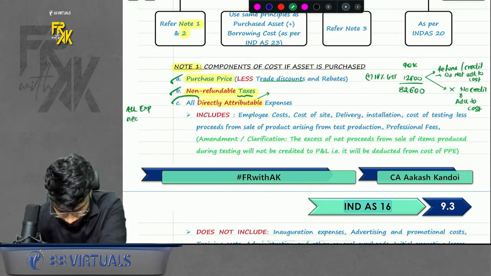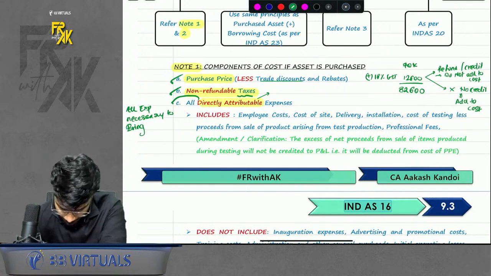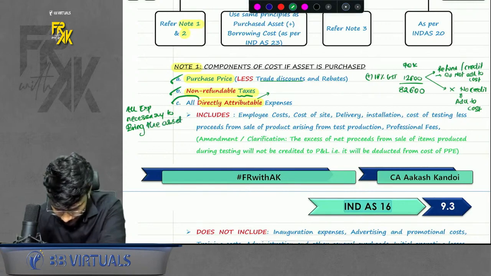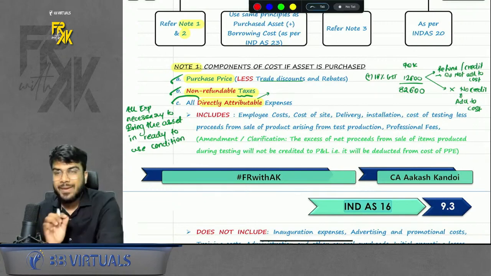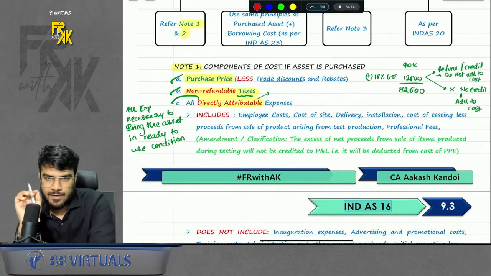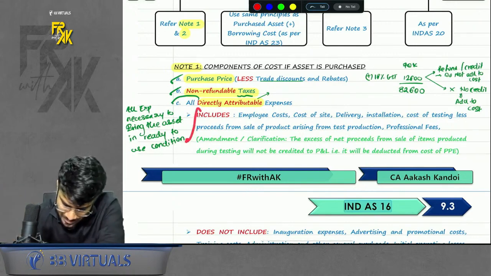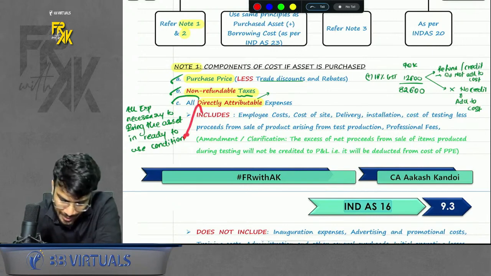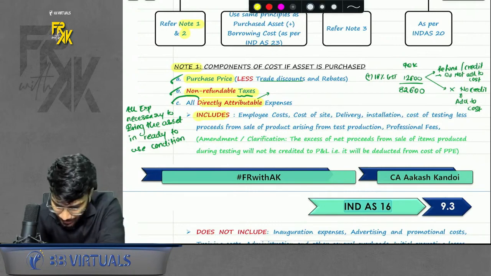All expense necessary to bring the asset in ready to use condition. To make the asset ready for use, if any expense is necessary, you will add it to the cost of the asset, right? So some illustrative items are given here. So we will just give it a plain reading. So what all is included in directly attributable expense?